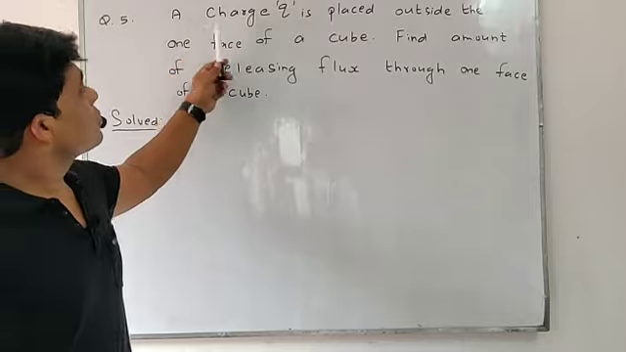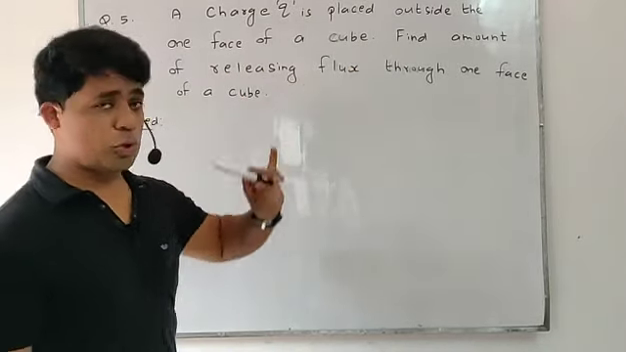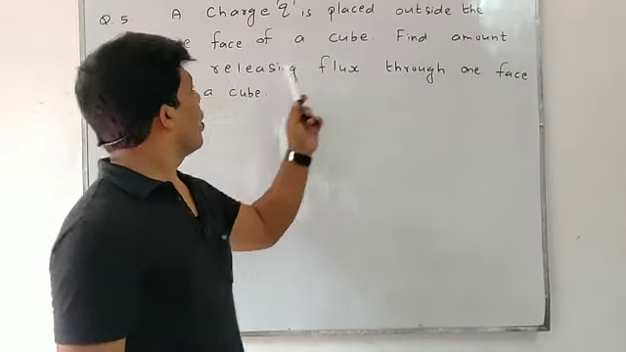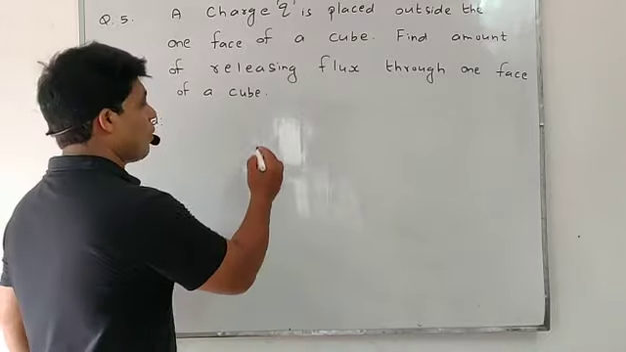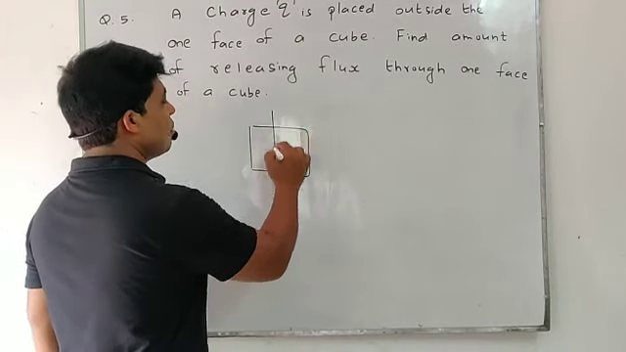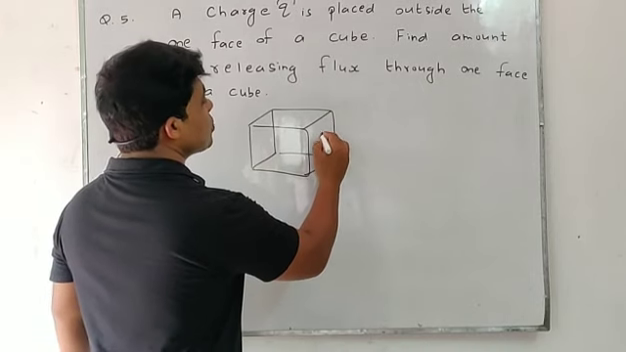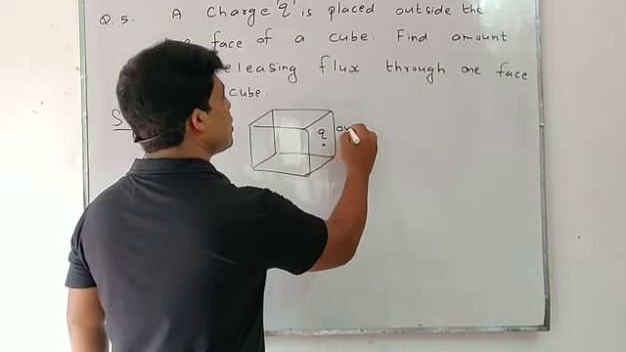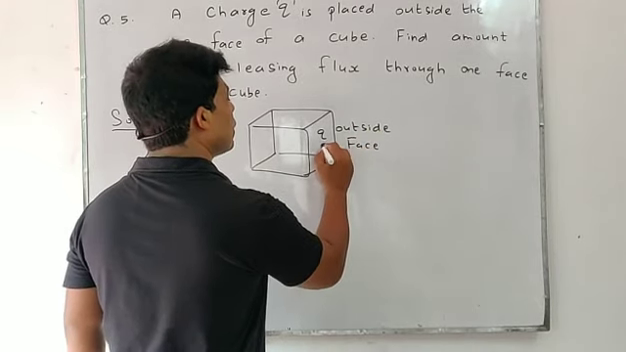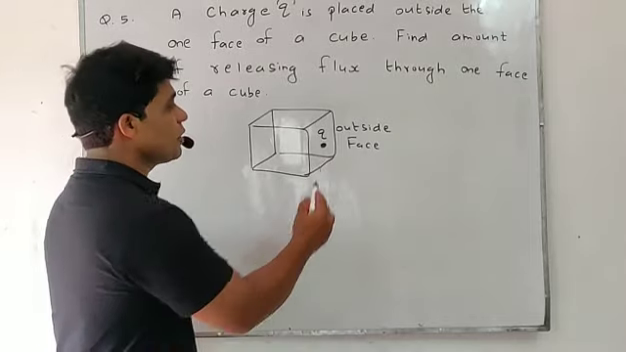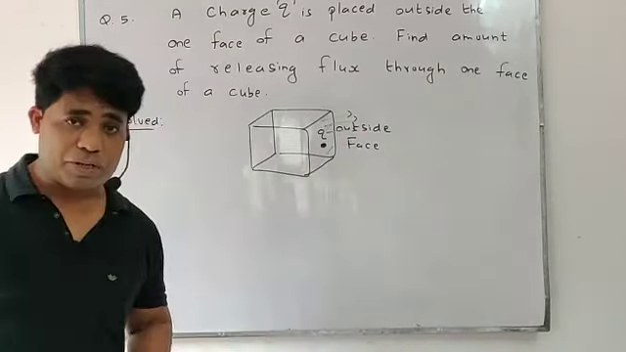Question number 5. A charge Q is placed outside one face of a cube. Find the amount of releasing flux through one face of a cube. Look, students, I'm going to explain this question. This time we are given a cube, same, but this time the charge is placed outside a face. Okay, this charge. And we have to find the releasing flux only by this outside face.